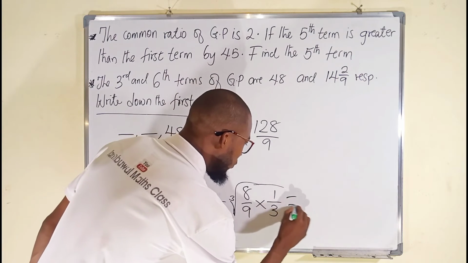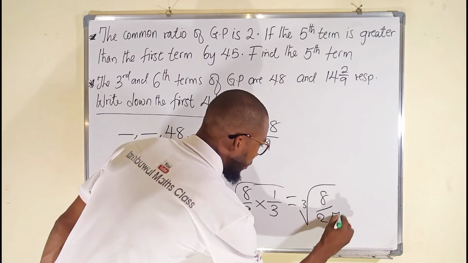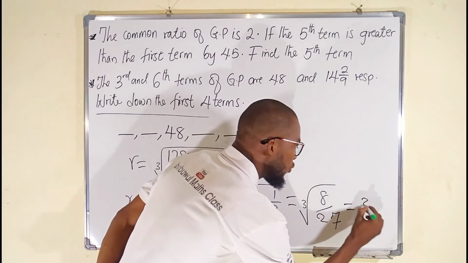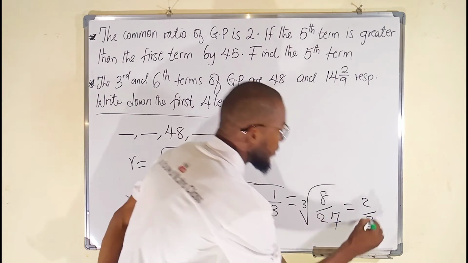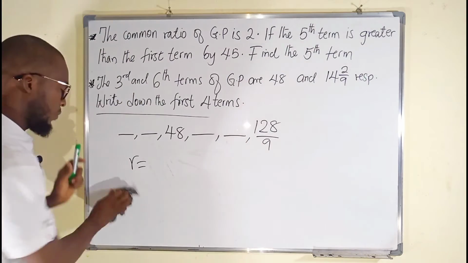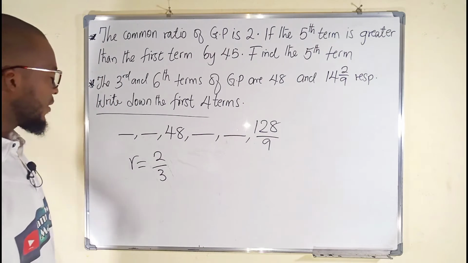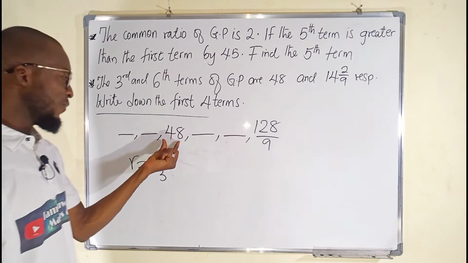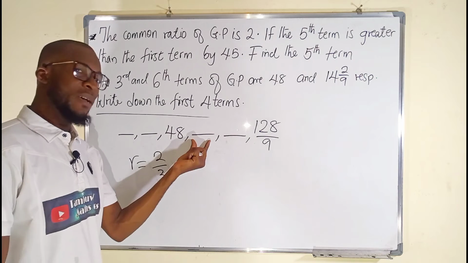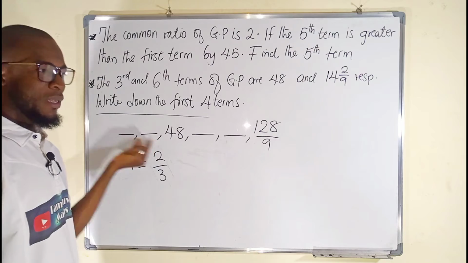This is equal to the cube root of 8 over 27, because 9 times 3 is 27. But the cube root of 8 is 2 and the cube root of 27 is 3. So finally, our common ratio is 2 over 3. Remember, if you multiply this 3rd term by the common ratio, you shall obtain the 4th term. If you divide it by the common ratio, you should obtain the 2nd term, in that order.